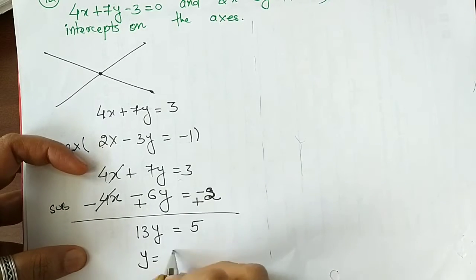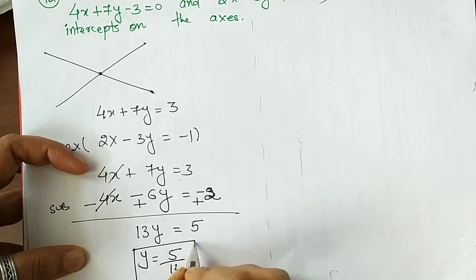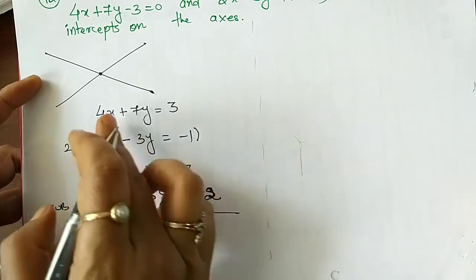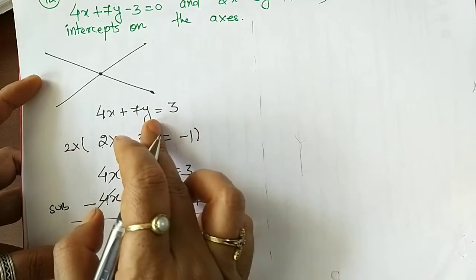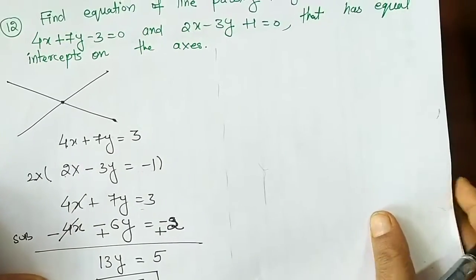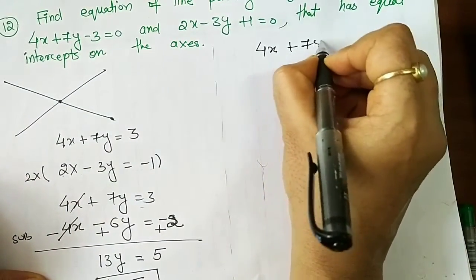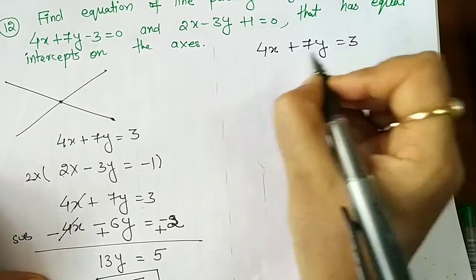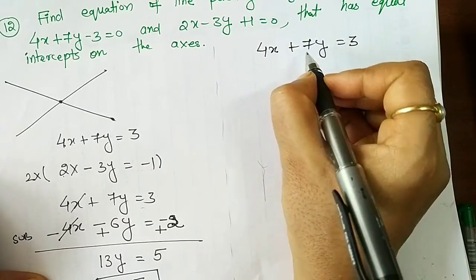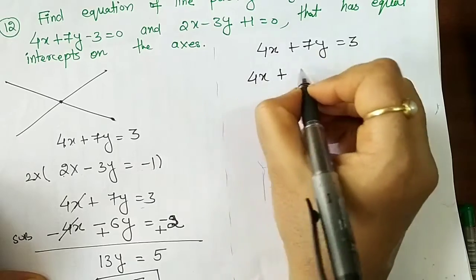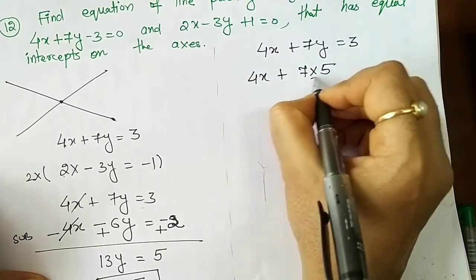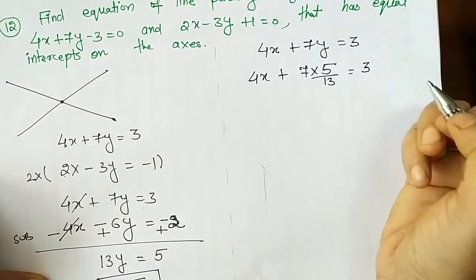So my y is 5 by 13. Once I know y, I can put it in any one of the equations. So suppose I am putting it here. This is my equation, 4x plus 7y is 3. So I am putting y is equal to 5 by 13, is equal to 3.